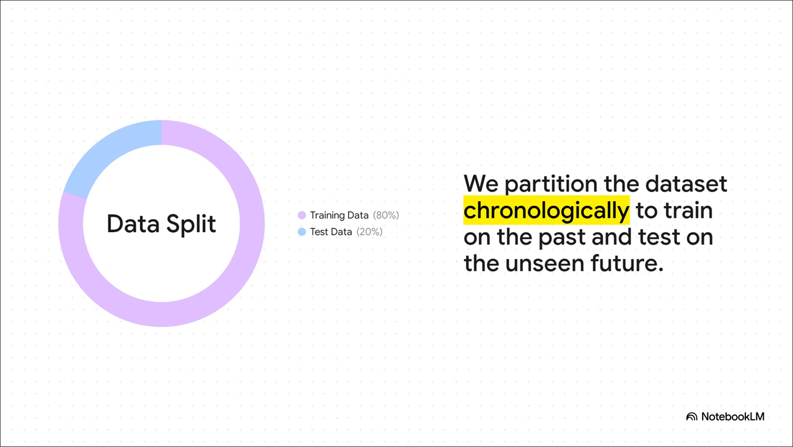So to see if this actually works, we gotta be fair about it. We split our data by time. We let the model learn from the first 80% of the data, and then we test it by asking it to predict the final 20%, a future it has never ever seen before. This is exactly how you'd use it in the real world.